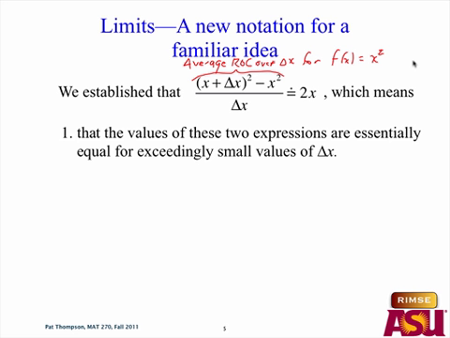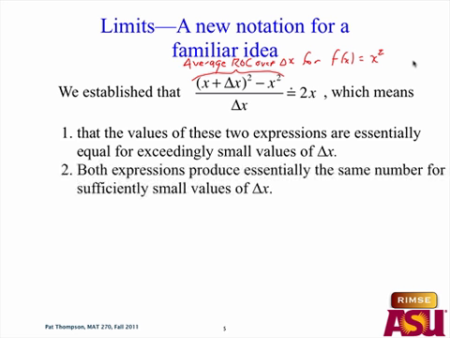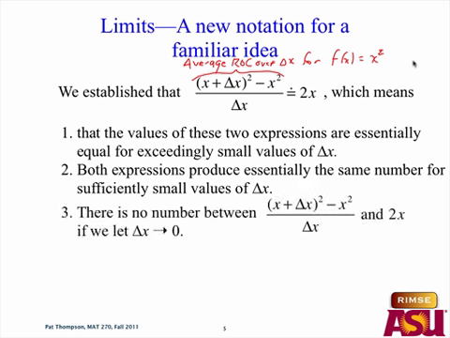So what does this mean? It means that the values of these two expressions are essentially equal for small values of delta x. Both expressions produce essentially the same number for sufficiently small values of delta x. Or, like we talked about, there's no number between them if we let delta x get very small.